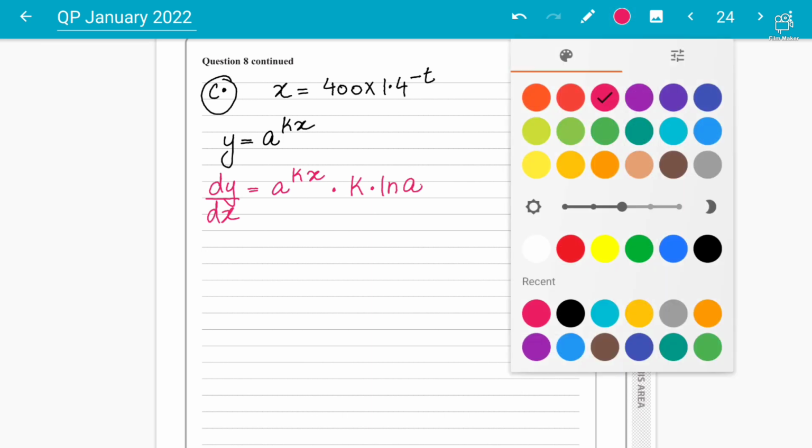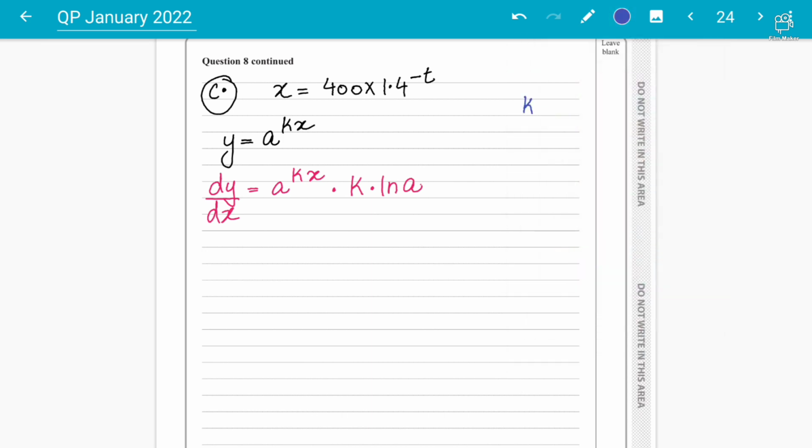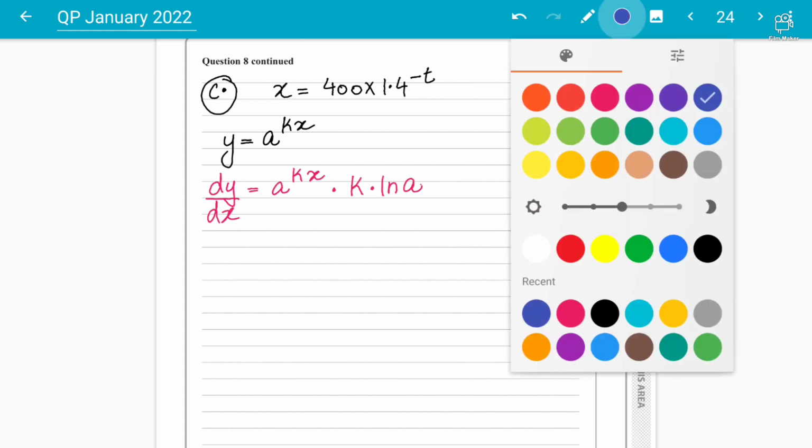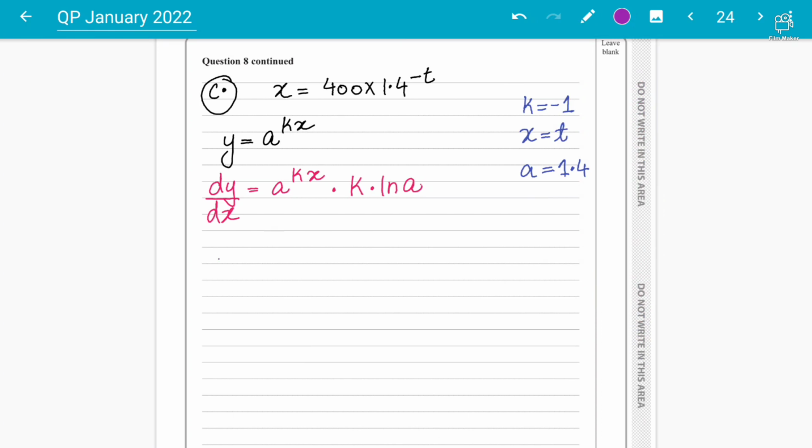students? So in our example, you need to understand that k is equal to -1, okay, and then x is equal to t, and then the a value is 1.4, okay? A value is 1.4. You can say like this as well. So here we go. When we are going to differentiate this, you write down the equation as it is first. So 400 into 1.4 power negative t, you're going to write this down first as it is, students, and then you'll say that multiply with k, that is -1, into the ln of the a value. So here we go.